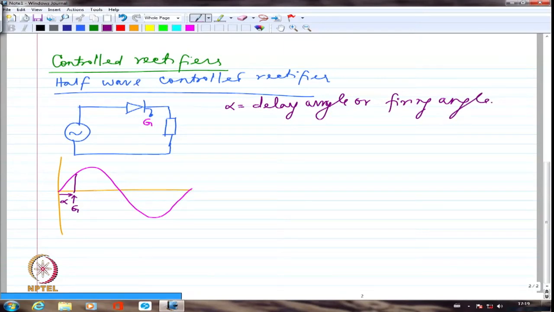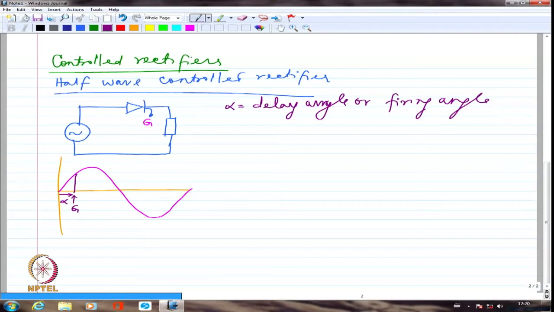This is completely under my control. I can always have a firing circuit, or control electronic circuit, which I can design to give the pulse at any angle alpha, 30 degrees, 40 degrees, 90 degrees, before 180 degrees, of course. If I try to do it beyond 180 degrees, clearly this device will be reverse biased.